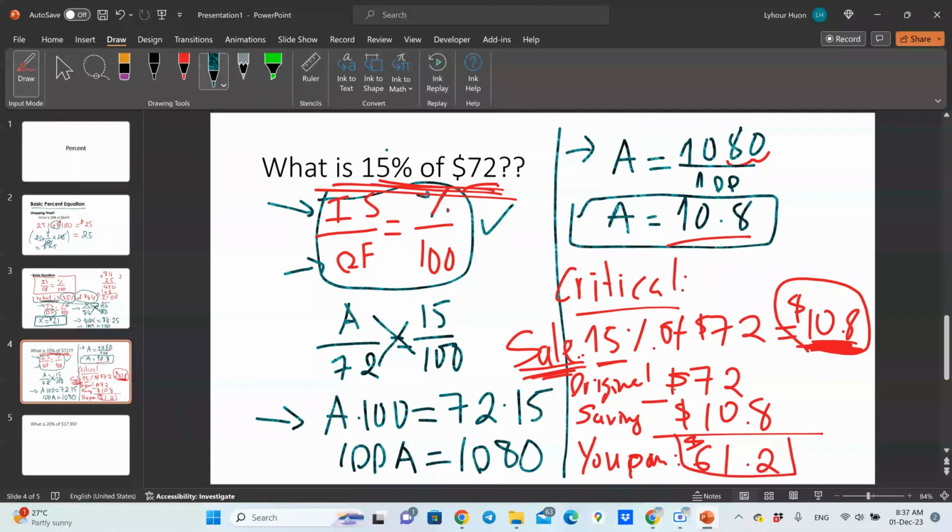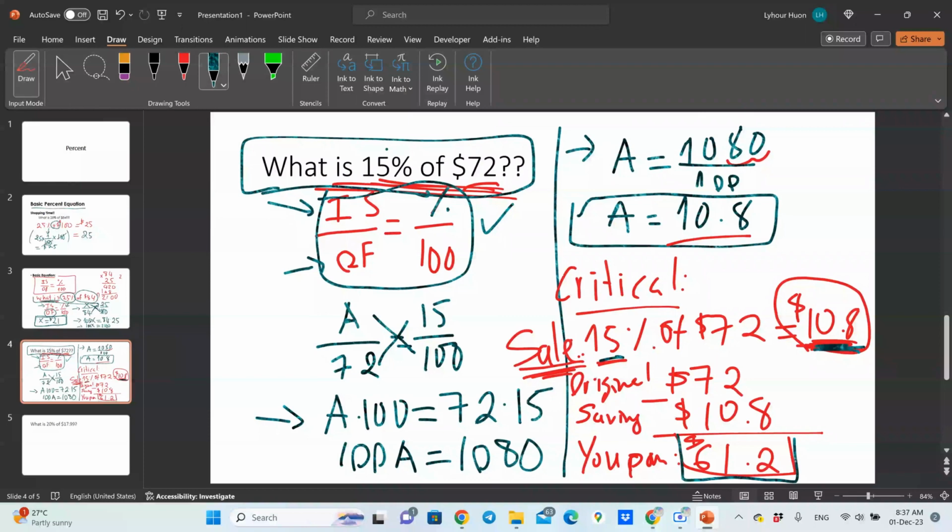But if they ask only how much you are saving, it is this much. But if they ask what is the amount after 15% off, you calculate with this: the original price minus the saving amount, and then that's how much you pay. Can we go to the next slide? Because I need to confirm something with you.